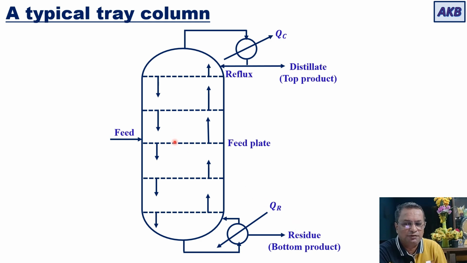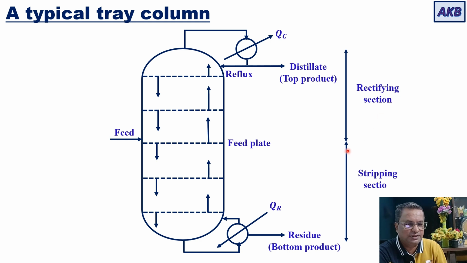Again, the feed plate divides the column into two sections. The section above the feed plate, we call the rectifying section, whereas the section below the feed plate, we call the stripping section.